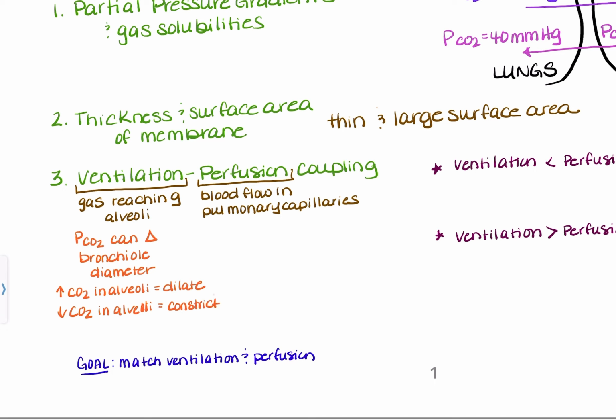When we're talking about perfusion, or blood flow in our pulmonary capillaries, the partial pressure of oxygen is going to be key here because it can change the arterial diameter. So if we increase the oxygen in our alveoli, we're going to dilate our capillaries. And if we decrease the oxygen in our alveoli, we're going to constrict them.